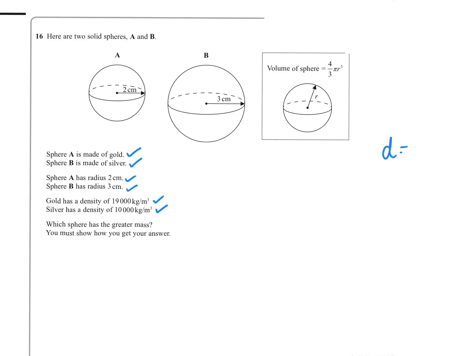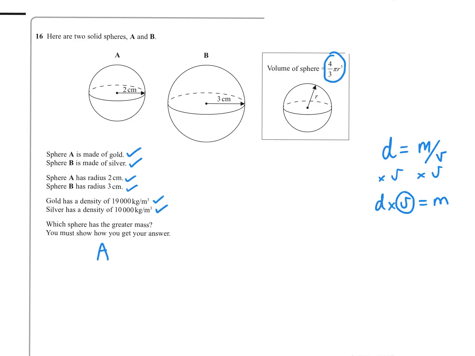Well, density is how much mass you have per given volume. So if we multiply both sides of that equation by V, we'll have density times volume is mass. All we've got to do is work out the volume for each of those spheres, plug in the values and see which has the bigger mass. And luckily we're given the volume of a sphere.